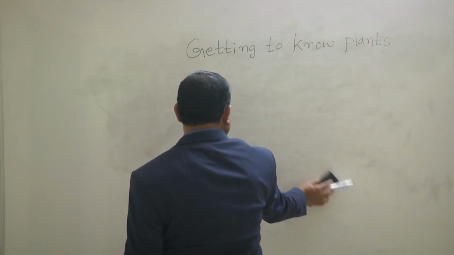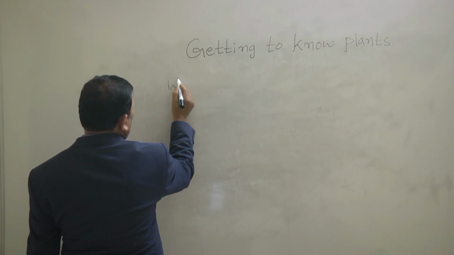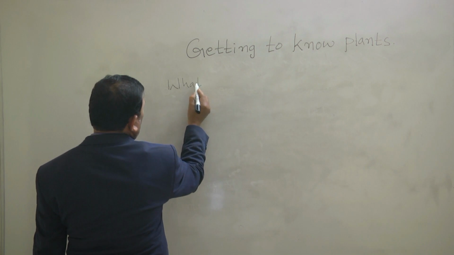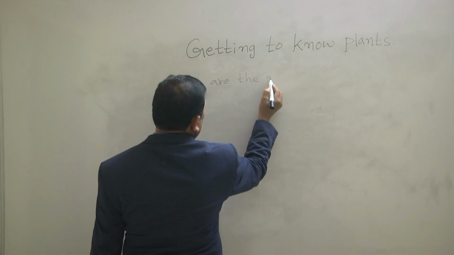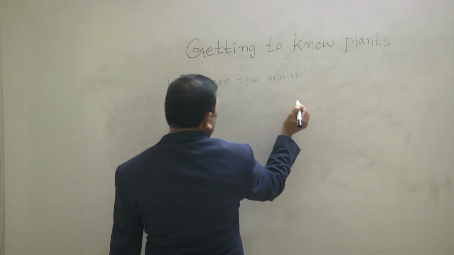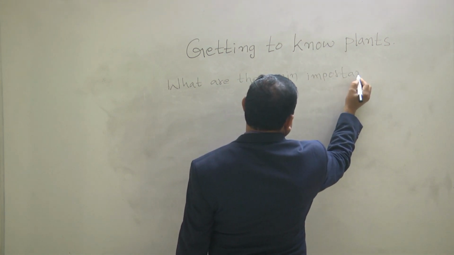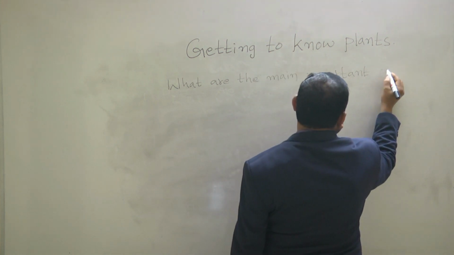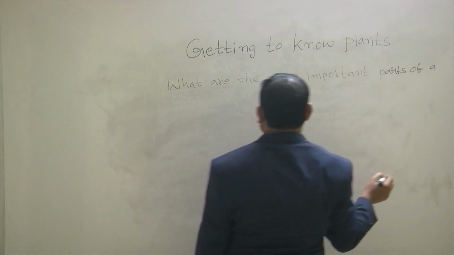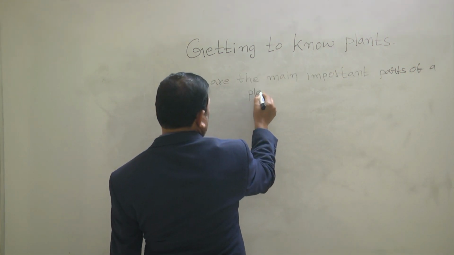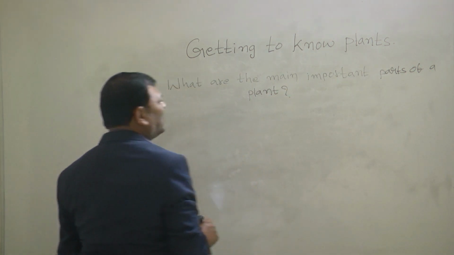Getting to know plants. What are the main important parts of a plant?